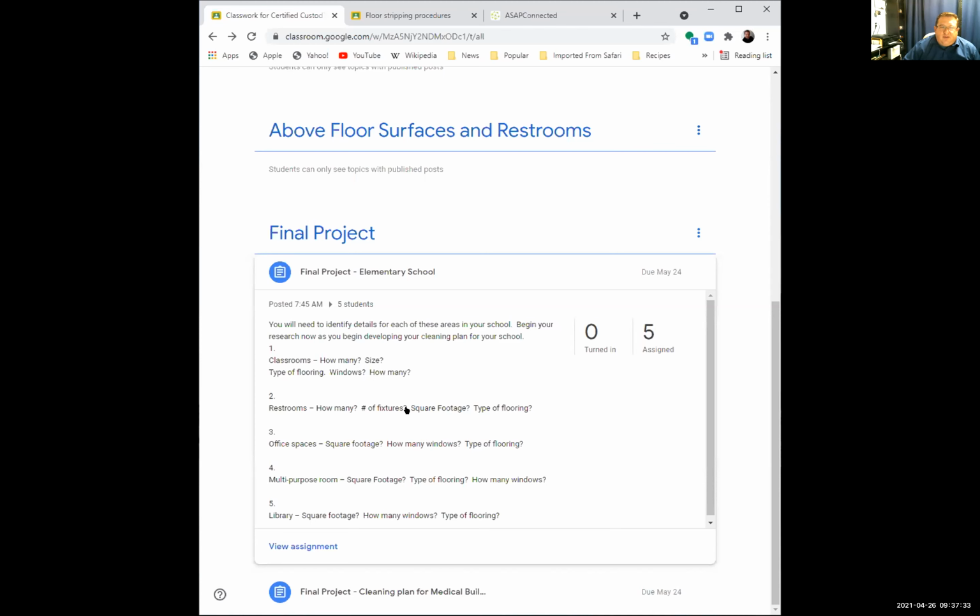Within a restroom, how many fixtures? How much square footage? What type of flooring? In this particular part, the restrooms, you'll start working on that portion in a few weeks. But you can start to get some ideas by looking at school sites.